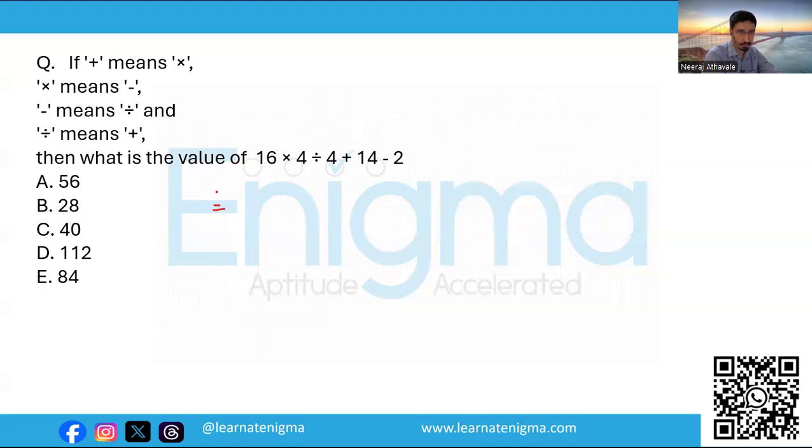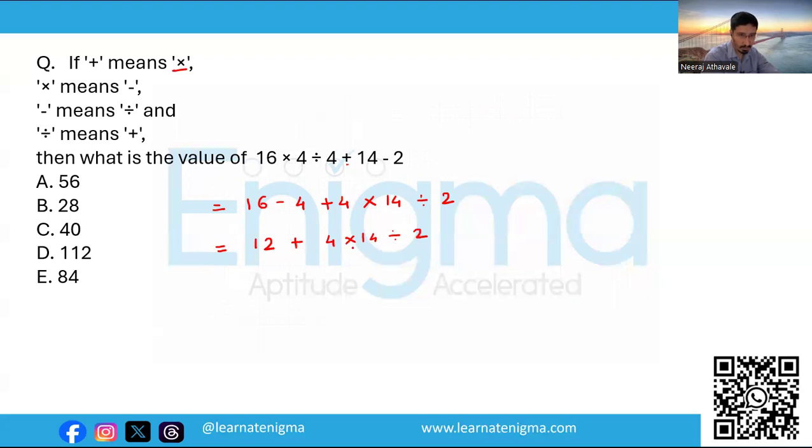16 into 4. So into means minus. So 16 minus 4. Division means plus. So plus 4. Plus means multiplication. So into 14. And minus means division. So divided by 2. Okay. So 16 minus 4 is 12 plus 4 into 14 divided by 2.